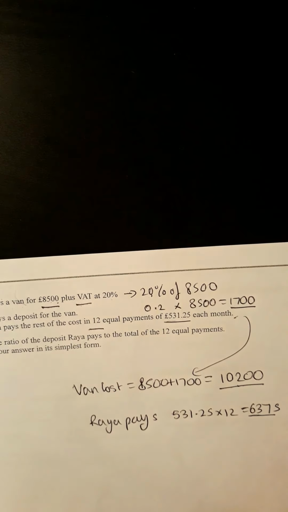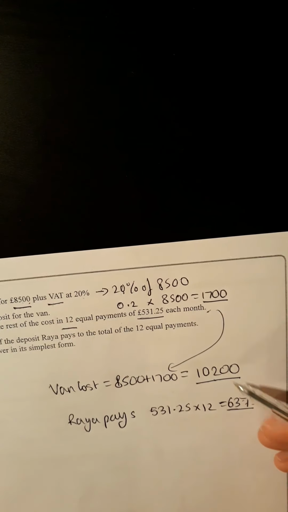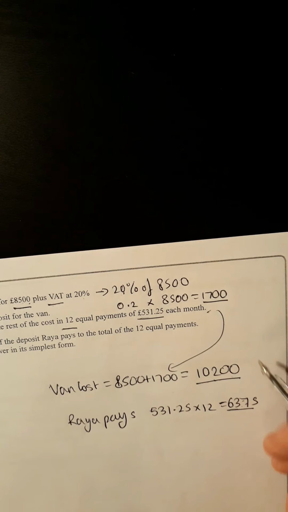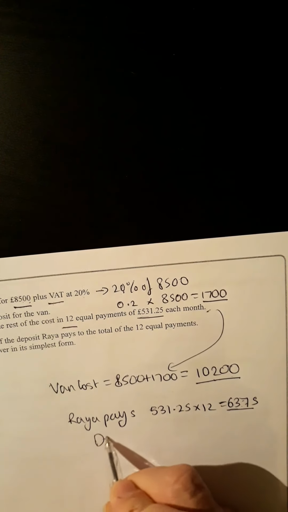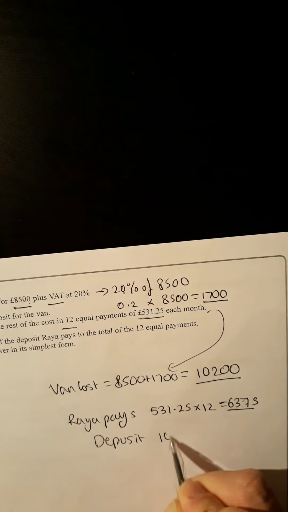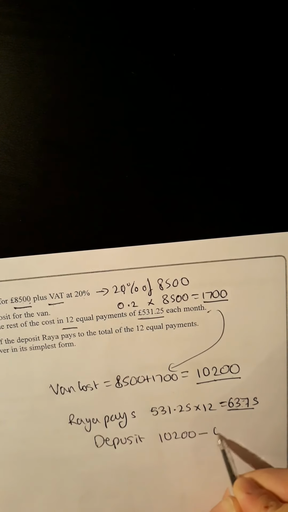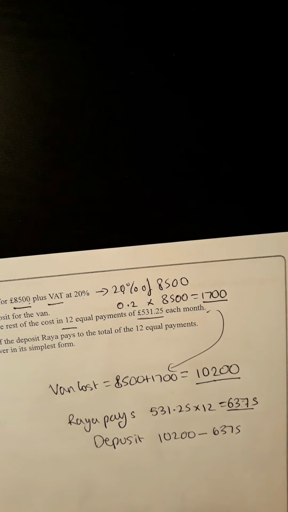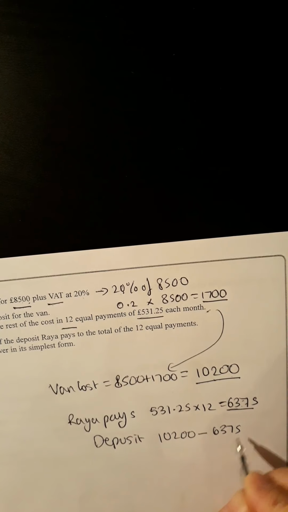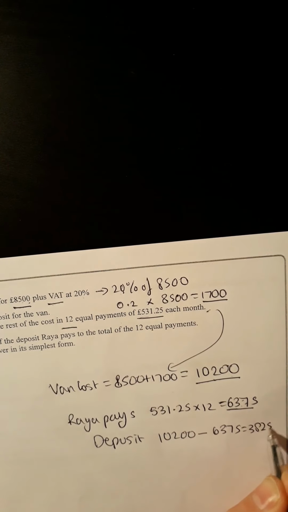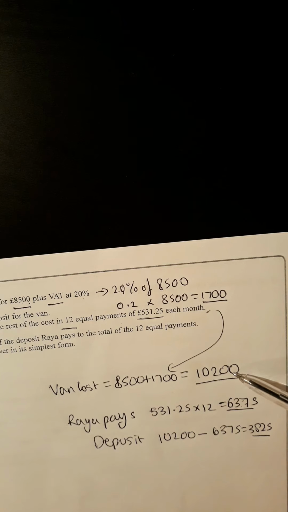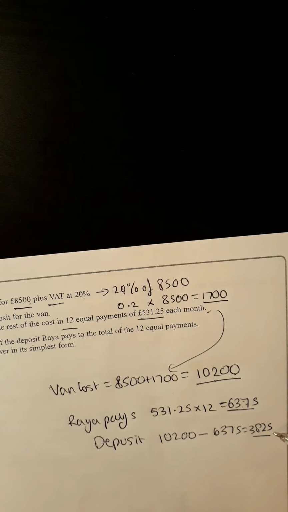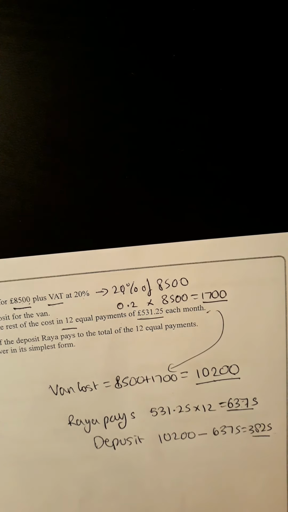Find the ratio of the deposit. Well, that means the difference between this and this number here, that's the total, must be the deposit. So the deposit must have been 10,200 minus 6,375, which gives me 3,825. Let's just check that now. 10,200 pays deposit of 3,825, which left 6,375, which was spread over 12 months. So that seems to make sense.